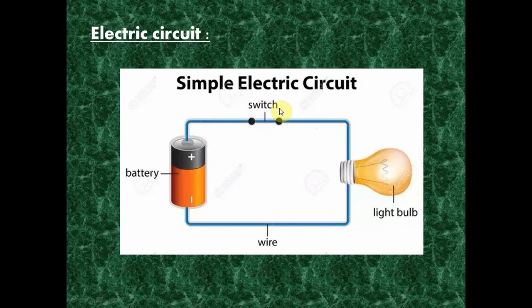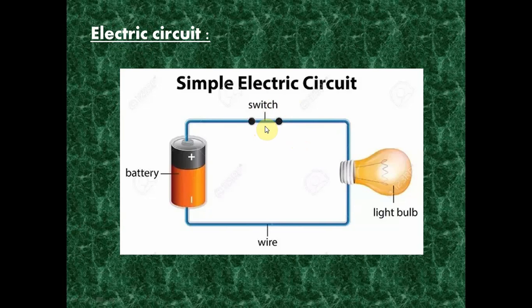Then we have the switch. What is the job of the switch? We use this switch to open and close the electric circuit. The electric circuit will work when this switch is closed, not open. Again, the electric circuit here will only work when this switch is closed, not open.